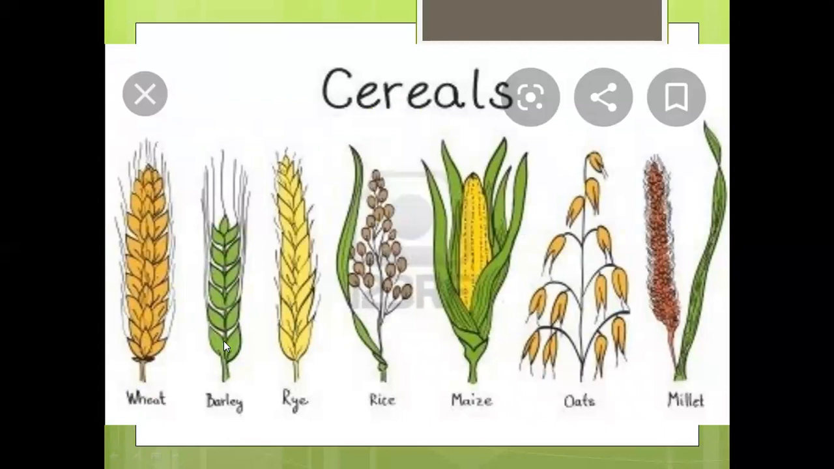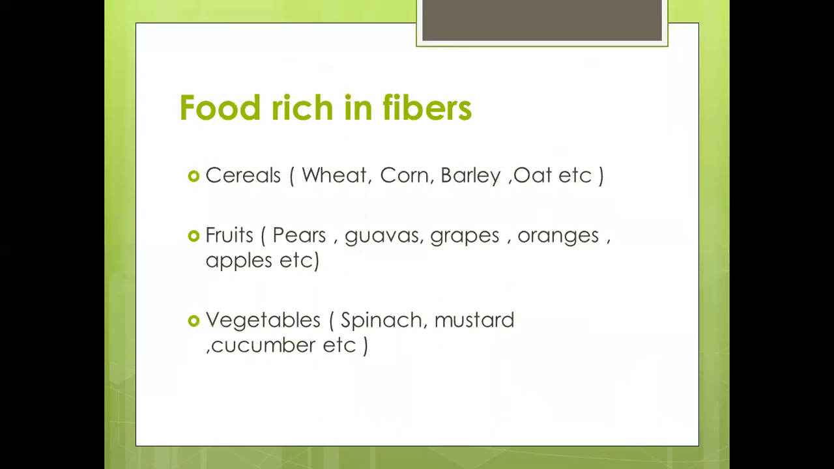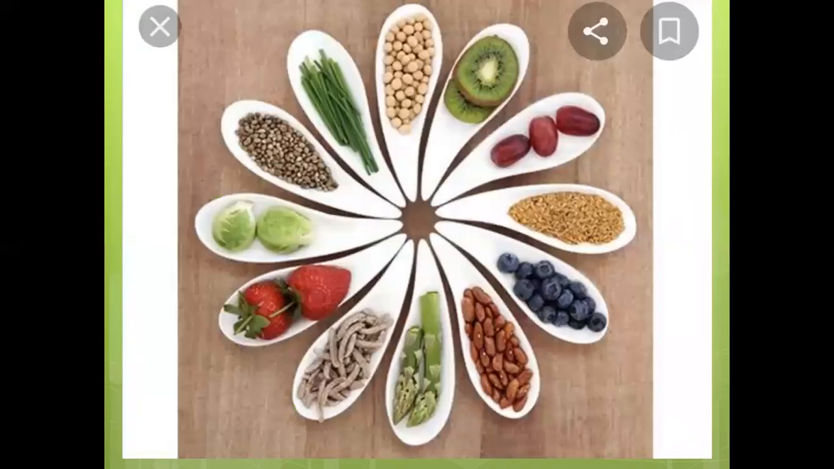In this image, you can see wheat, barley, rye, rice, maize or corn, and oats. They are the sources of fiber. So always use these cereals in your meal. In this image also you can see some cereals, fruits, blueberry, grapes, kiwi, strawberries, which are rich fibrous fruits, cabbages, asparagus, beans, chickpeas, and some other cereals. They are like the wheat seeds, very good and very rich sources of fibers.